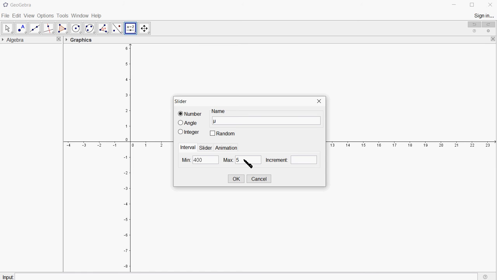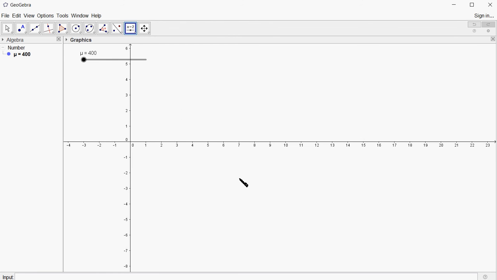I'm going to start from 400 because that's the original mu, and we're going to have to make it bigger so that the probability of less than 400 is going to be less than 5%. The increment is probably 0.1 or 1, doesn't matter, and click that. This slider allows you to change the mu value. So I'm going to just set that to 400 for now.